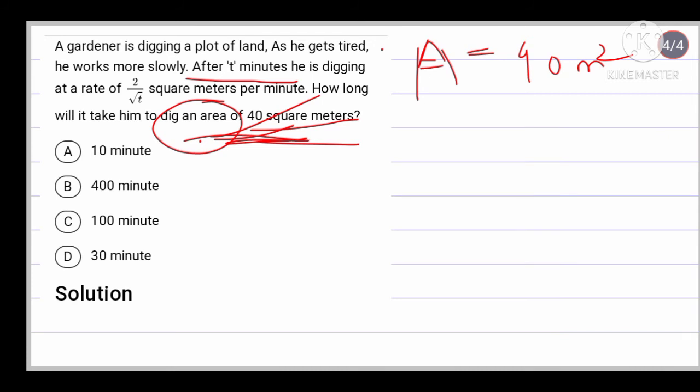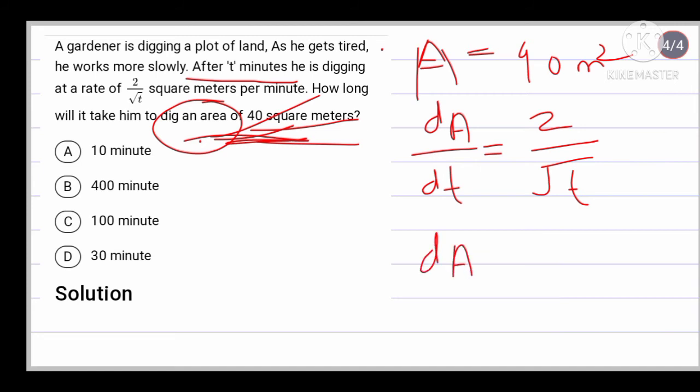Since the value is given, we will use that. See, dA by dt means the area; dA by dt is given to you as 2 into under root of t. Now can we differentiate this? Yes, we can. So dA is equal to 2 into under root of t into dt.